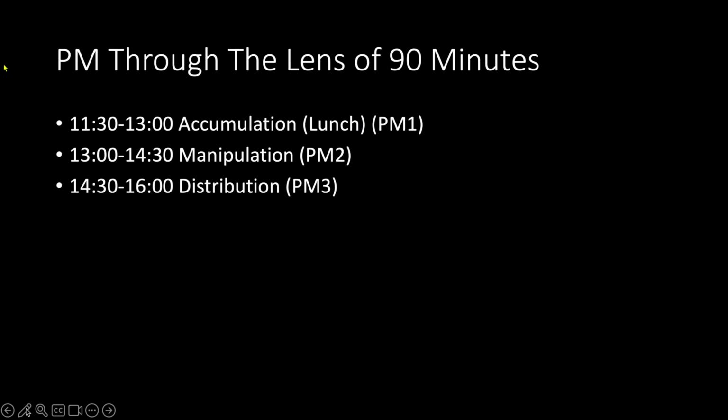The second 90-minute cycle for the PM session is from 1 PM to 2:30 PM. This is our manipulation window. Then the third 90-minute cycle is from 2:30 PM to 4 PM. This is our distribution cycle.